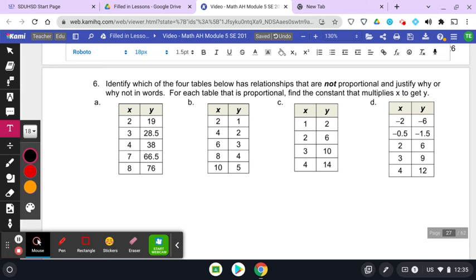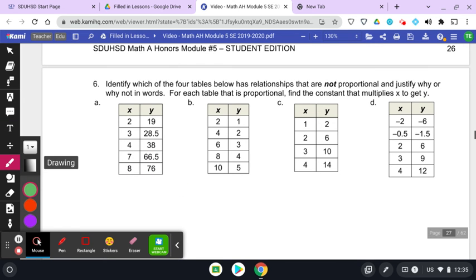Okay. So I'm thinking, 2 times what is 19? 2 times 9.5 is 19. So then I have to check it. 3 times 9.5, yep, 28.5. 4 times 9.5, that's 38. 7 times 9.5 is 66.5. 8 times 9.5 is 76. So I see every time I multiply the x value by 9.5, then it gets me to the y value.